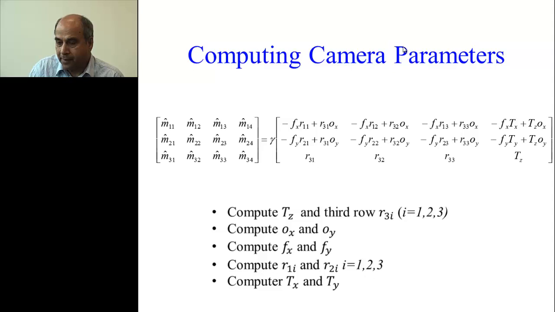And then finally, we are going to compute the TX and TY. So that's the process we are going to follow. So let's look at this now, step by step. And so this is what we have.